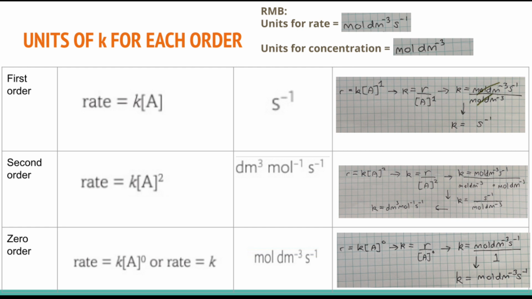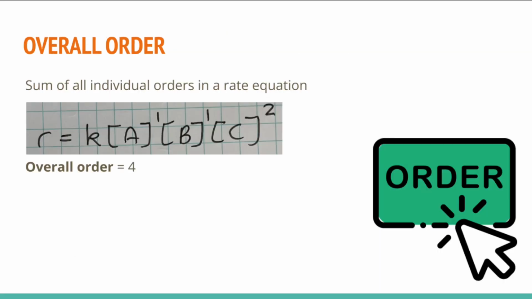And finally, for zero order, we write the rate equation again. Rate equals little k multiplied with the species to the power of 0. Basically, rate equals little k. And then you want to rearrange this so that k equals rate divided by the concentration of the species to the power of 0. And again, as I mentioned, something to the power of 0 is equal to 1. So you substitute 1 in this case, and that means that k is basically equal to the same units as rate.